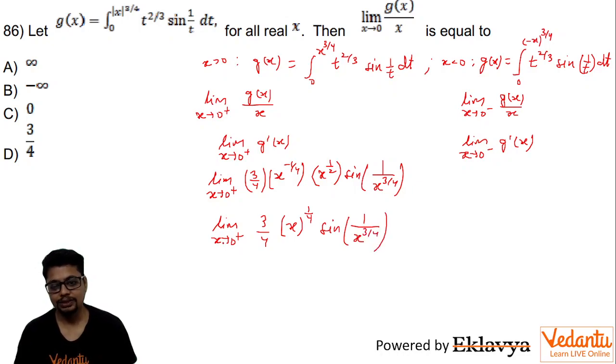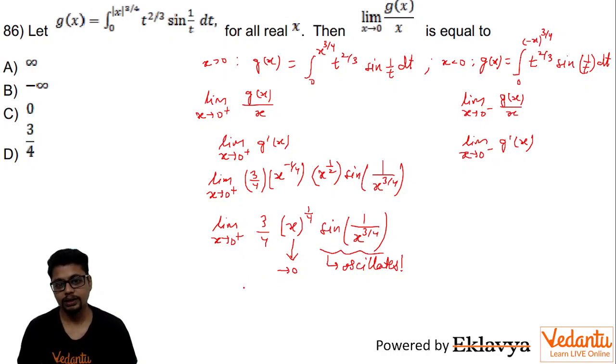Now as x tends to 0 plus, 1 by x to the power 3 by 4 will tend to infinity, and sine of it would oscillate between minus 1 and 1. However, this will tend to 0, or rather 0 plus. So overall the right hand limit is 0.